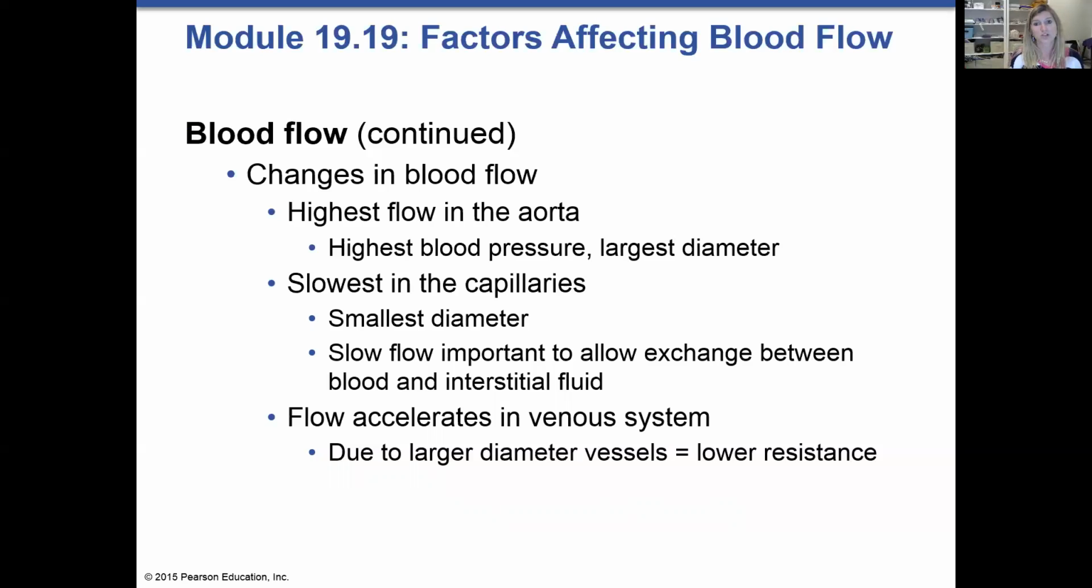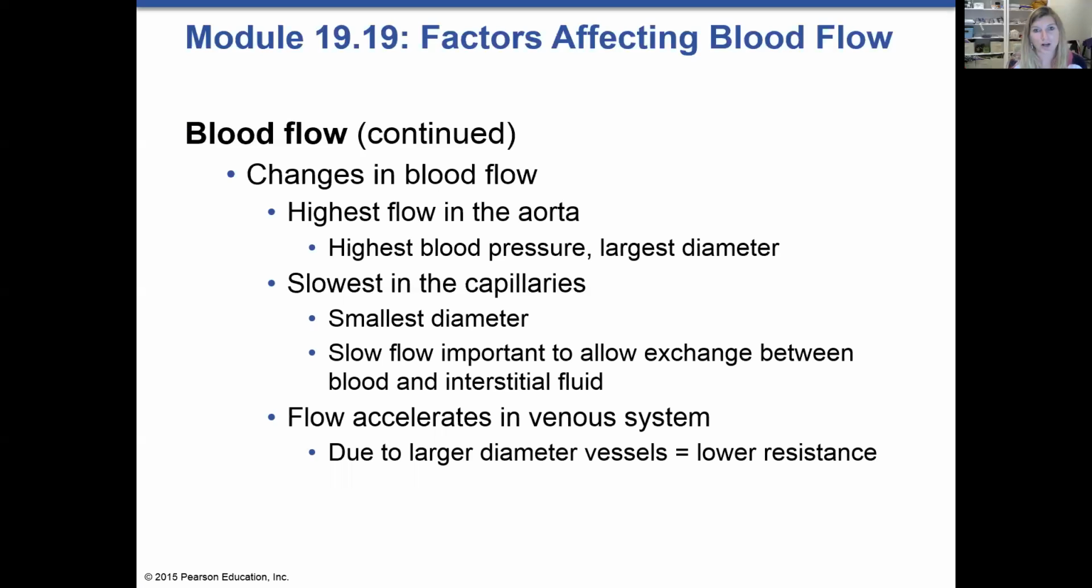It's important to understand the relationship between diameter and resistance and pressure. So in other words, if we increase the diameter, we're decreasing the resistance. So we're increasing the flow, right? Flow, diameter, resistance, and pressure. You need to understand the relationship between all of those.